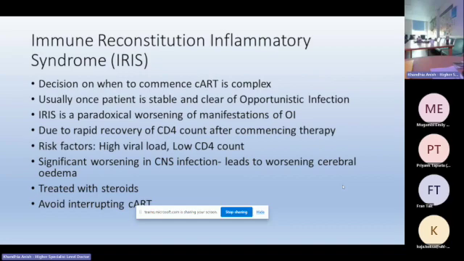Now, what I wanted to look at very briefly as well is immune reconstitution inflammatory syndrome, or IRIS. The decision on when to commence antiretroviral therapy is often quite complex, and occasionally looks like it doesn't really follow a specific pattern. Risk factors for IRIS are having a really high viral load and a really low CD4 count. So the more rapidly you restore CD4 counts, the more inflammation you get, and the more likely you are to develop IRIS.